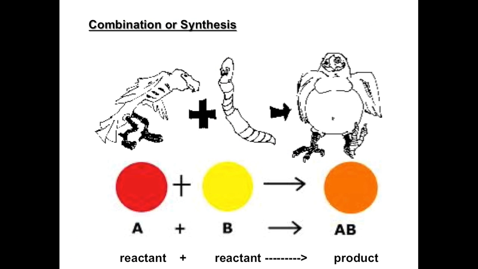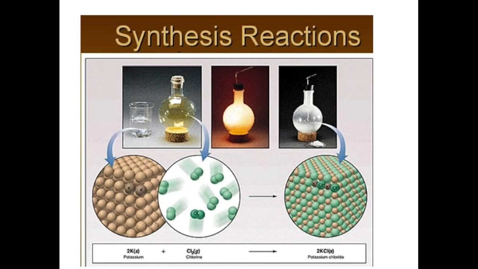In this reaction, you have 2 separate reactants, in this case A plus B, and they join together, they combine together in a product that is called AB. As an example, we have potassium that combines with chlorine gas. And as a consequence, you get potassium chloride. But again, this is called combination or synthesis.